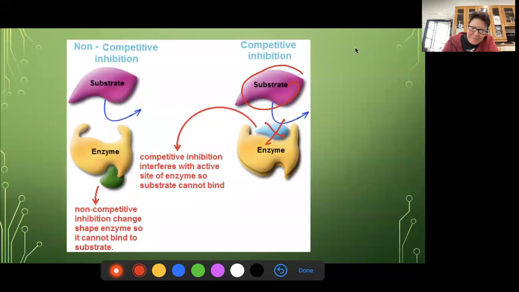So we have this competitive inhibitor here. And so the substrate can't bind, and so we can't do the job that it was supposed to do.